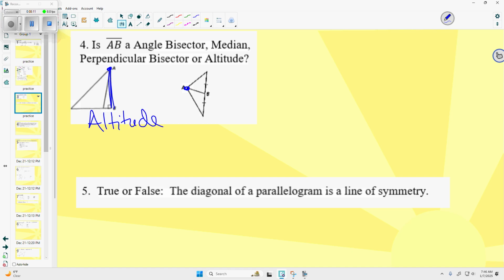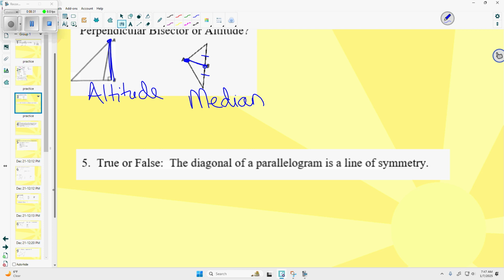The next one, I'm going from a vertex to what appears to be a midpoint of the opposite side. Not bisecting the angle, I'm bisecting a side. So it's a median. There you go. The opposite side.